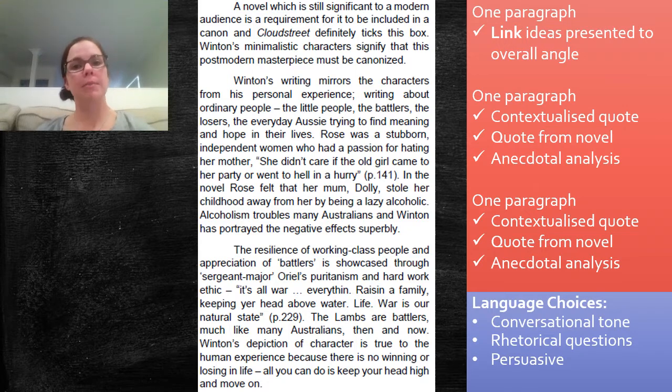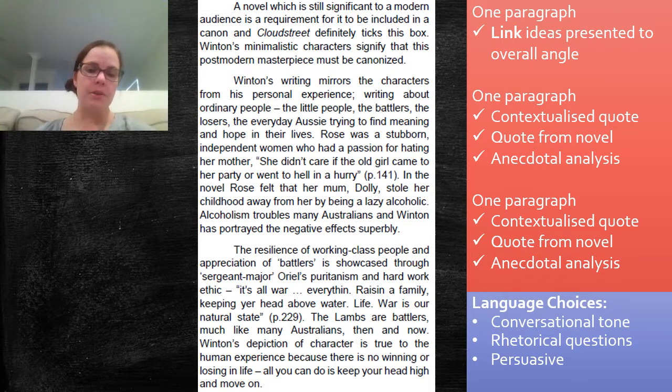So a feature article is a persuasive piece where you're arguing an opinion, and you can do that through the use of high modality words such as must be canonized. We then have another paragraph with a contextualized quote from the novel, and anecdotal analysis. We've done that twice here when we're talking about the narrative element of character. I'll just read one example.